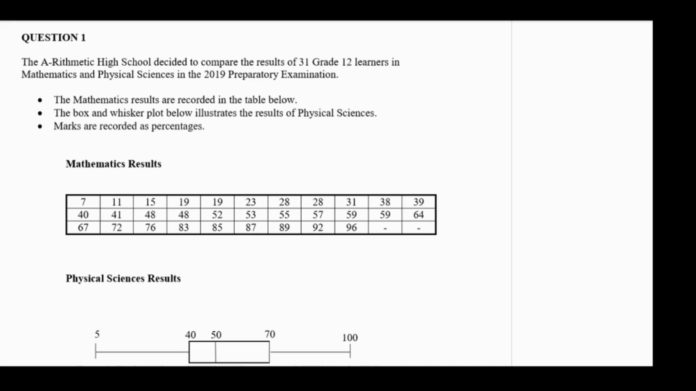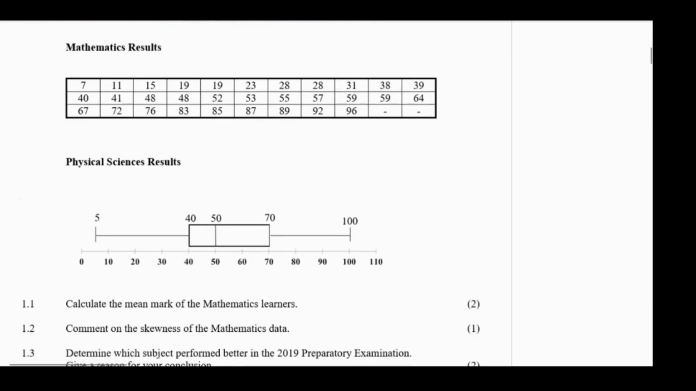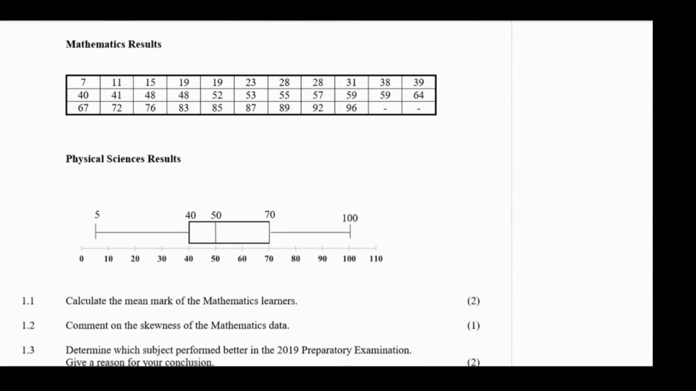Question 1. The statement says that Arithmetic High School decided to compare the results of 31 grade 12 learners in maths and physical sciences in the 2019 preparatory exams. The maths results were recorded as well as those of physics. The physics results are represented using a box and whisker plot, and marks are recorded as percentages. As you can see here, we have the results of maths and physics. These are for maths and these are for physics.